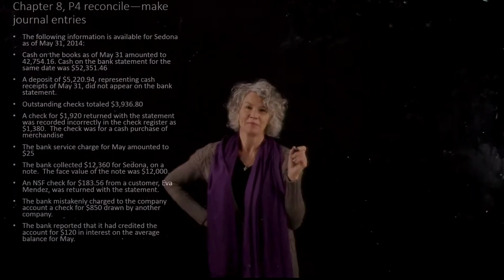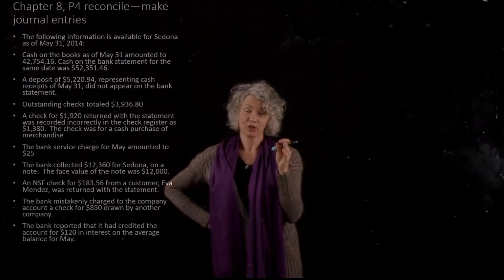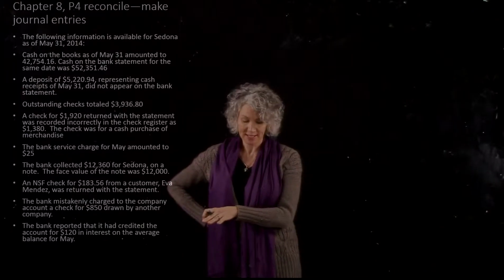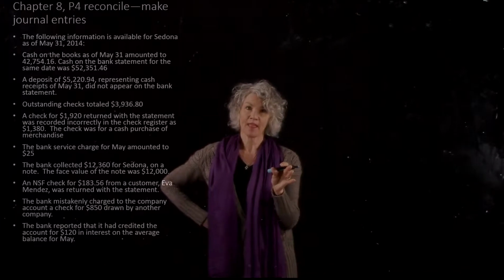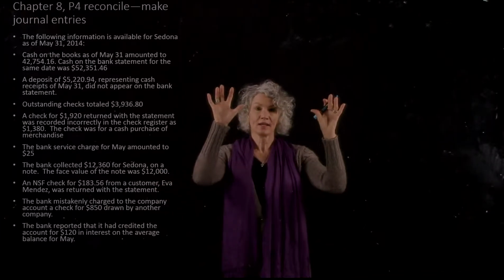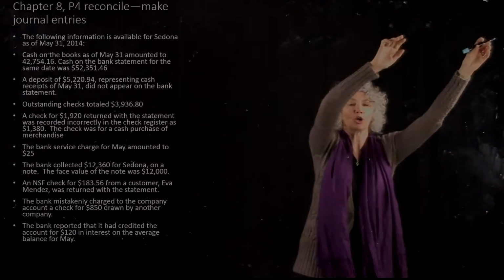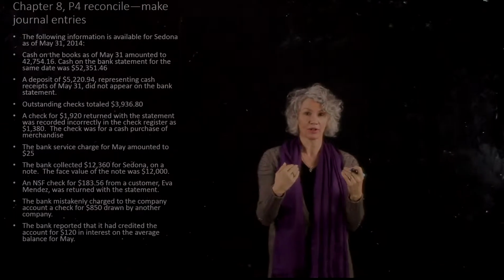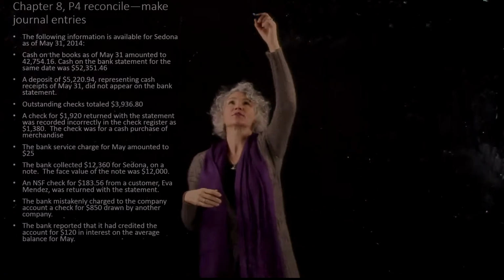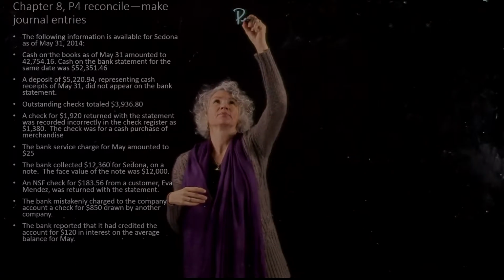Hi class, I'm happy to be with you here today, and we are going to do a big bank reconciliation, and this is Chapter 8, Problem 4. Now, what I like to do is set it up per bank, per book. Book meaning our accounting records, okay? So first I'm just going to set this up.